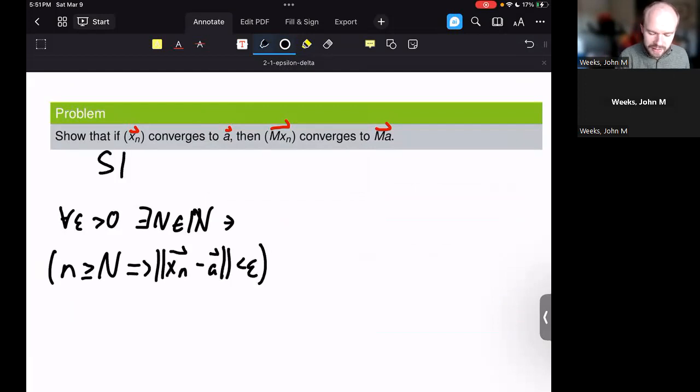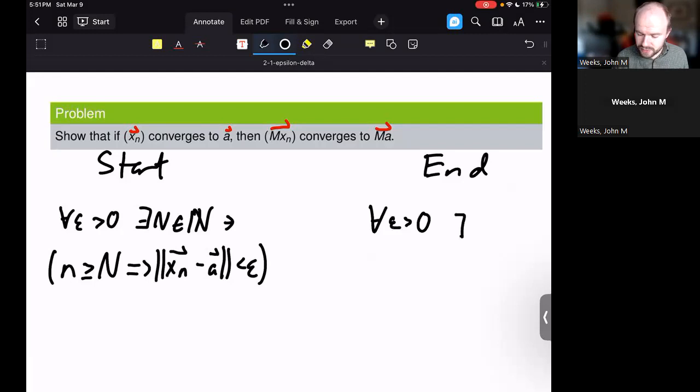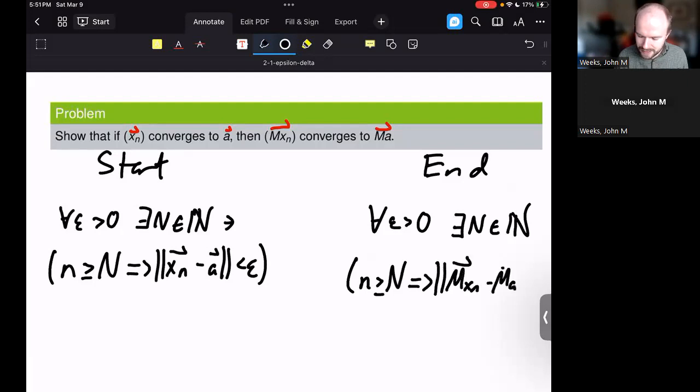So this is our start column. Our end column is going to be, well, I want to say the same thing for convergence, but I want it to now be with respect to the sequences m x sub n going to m sub a. So let's see if we can make something like that happen. Here's m x sub n minus m sub a. I want that to be less than epsilon.